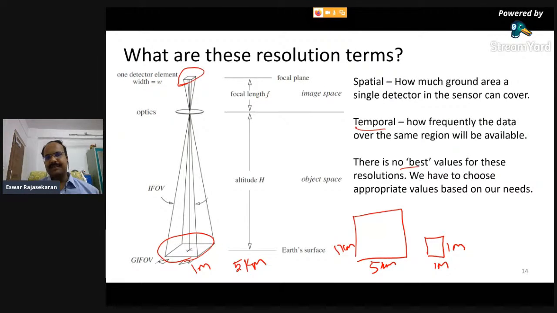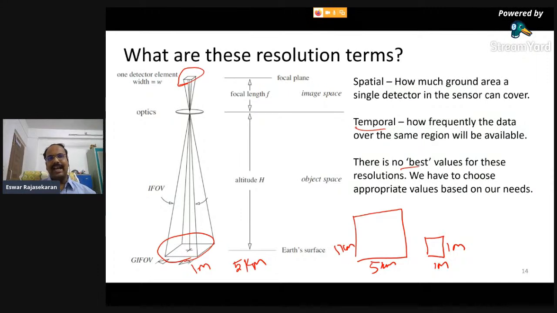As researchers, we have to choose what spatial and temporal resolution is needed for our own applications. Whether I want to study how an urban area is expanding, I may need a spatial resolution of say 2 to 5 meters or even finer, but a temporal resolution of 1 year or 2 years is fine enough for me, because urban growth will be happening on a minimum of an annual scale.